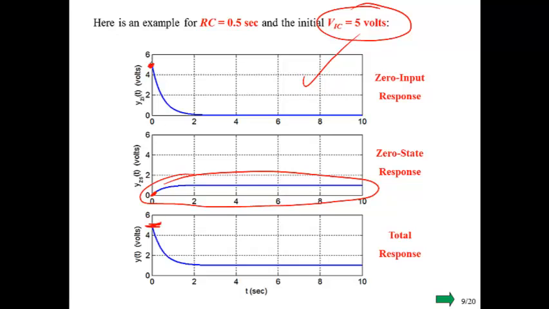It starts at 5 because this was 5 and this was 0, and then ultimately this goes to 0 and this goes to 1. So we see that this decays from 5 down to 1. That's our total response. So that's a nice insight.